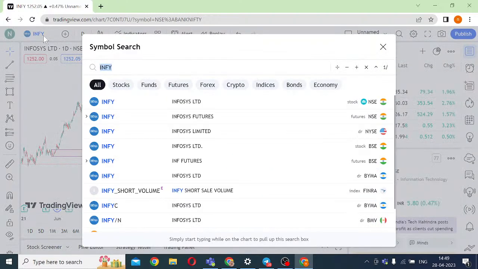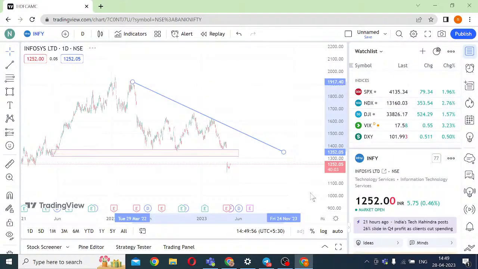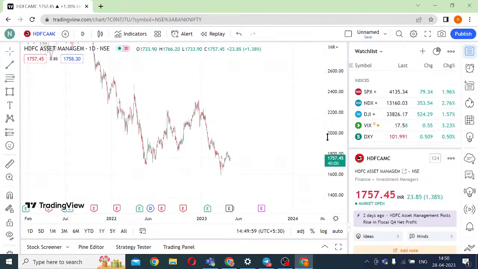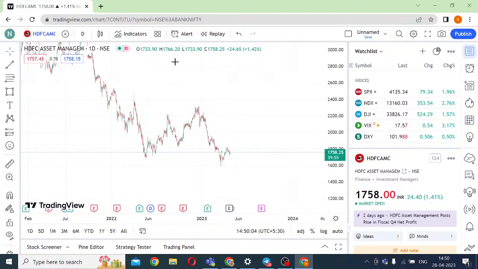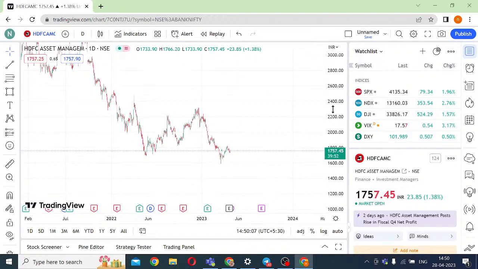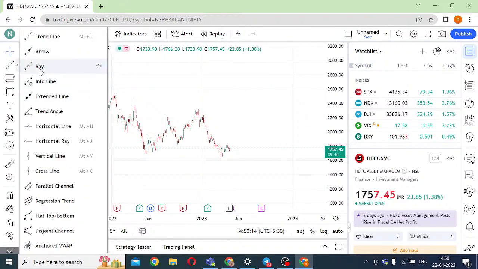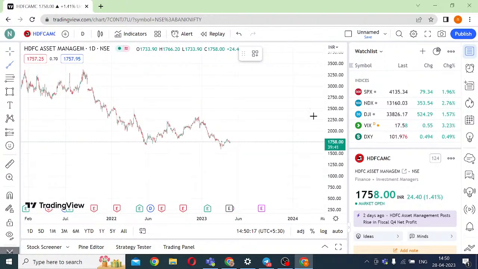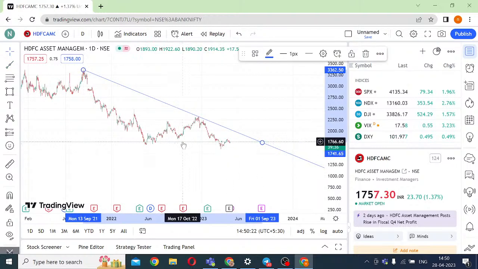We'll look at HDFC AMC. Rao sir, again from a positional standpoint, you have it from a swing or positional standpoint, as in for a long-term basis. Let me just look at this chart.